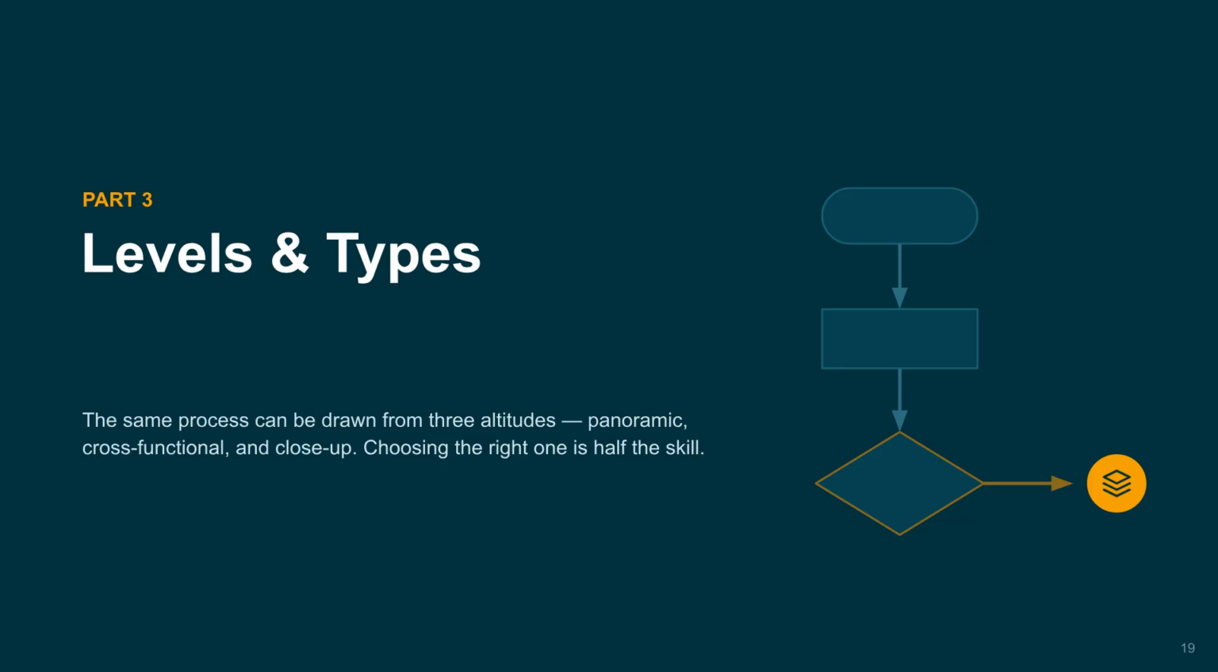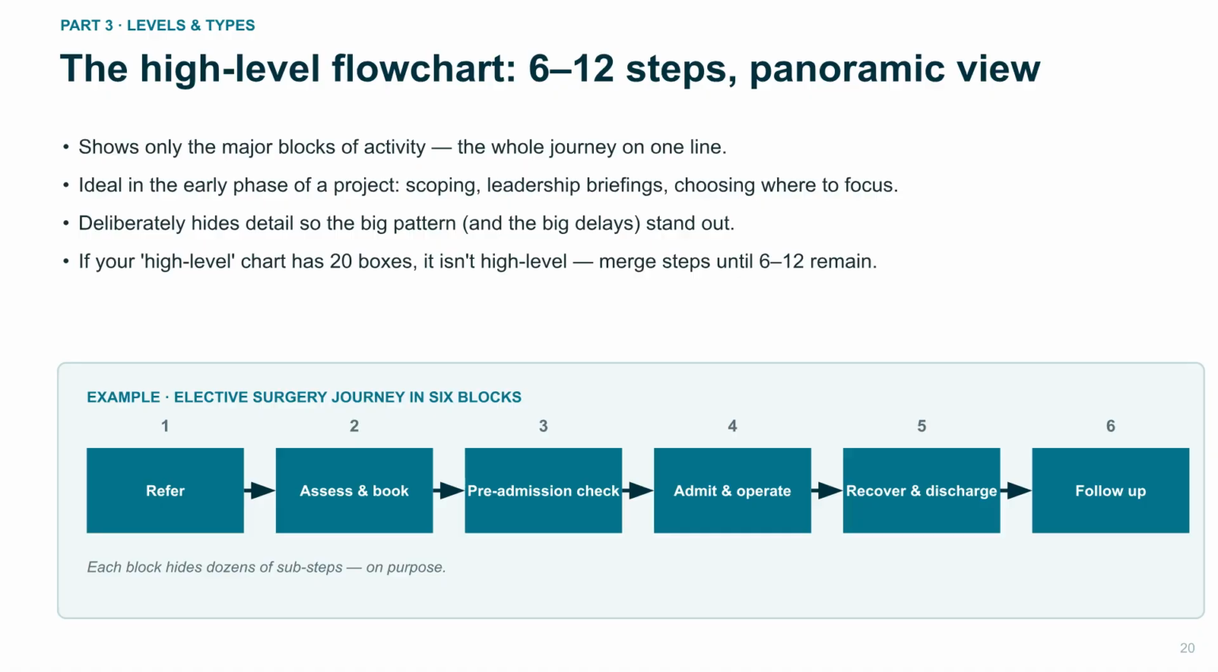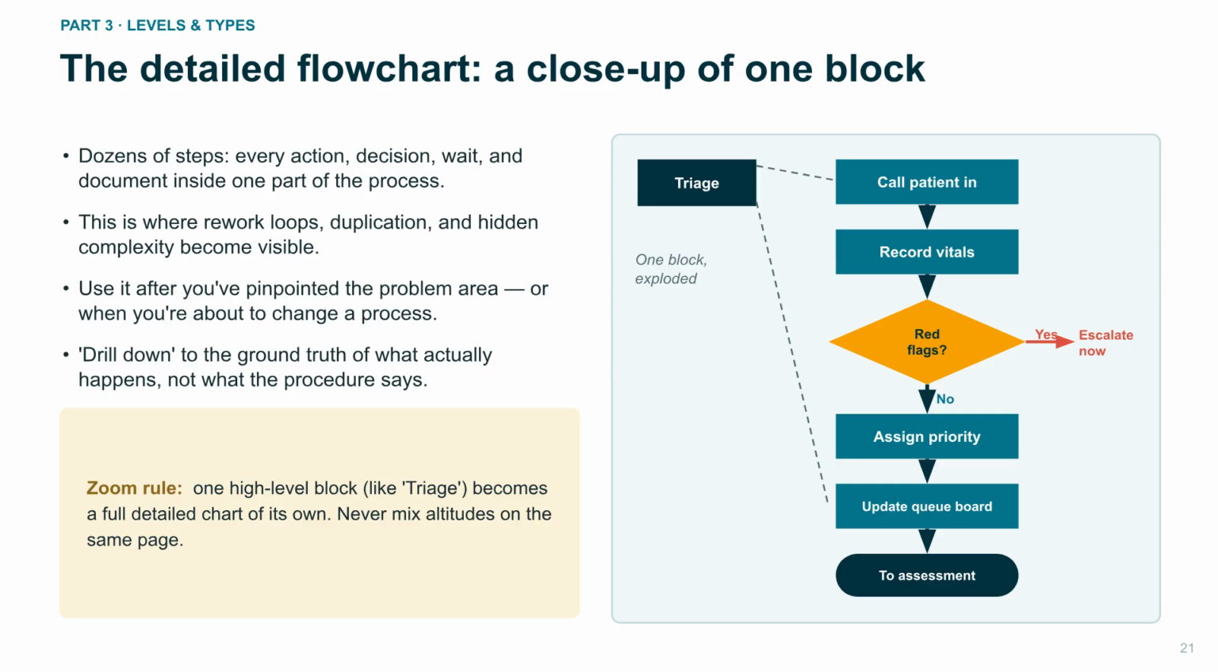Processes can be mapped at different altitudes. Whether it's a panoramic view or a close-up, choosing the right level of detail for your goal is half the skill of a good analyst. The high-level flowchart offers a panoramic view, typically showing 6 to 12 blocks. It's ideal for scoping projects and aligning leadership, as it intentionally omits granular detail to highlight the overall journey and major delays. The detailed flowchart acts as your microscope.